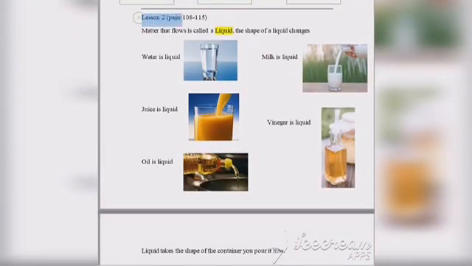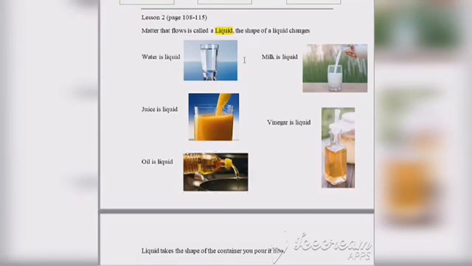Here we have lesson 2, page 108. Matter that flows is called liquid. The shape of a liquid changes. Water is a liquid. Milk is a liquid. Juice is a liquid. Vinegar is also a liquid. Also, oil is a liquid.